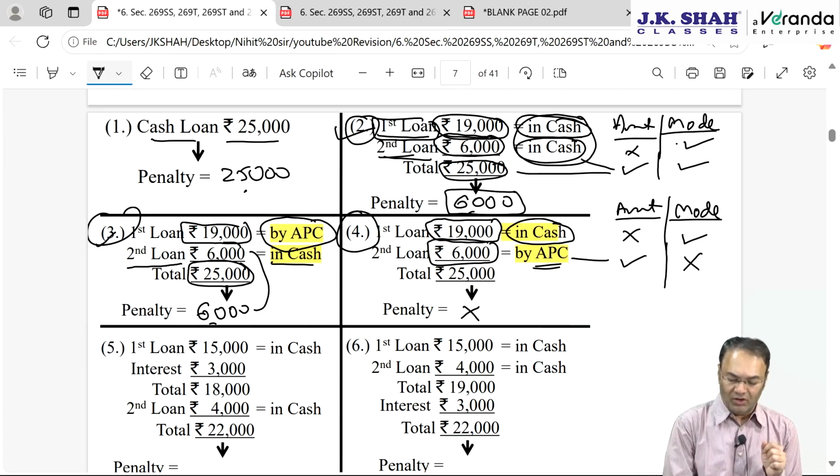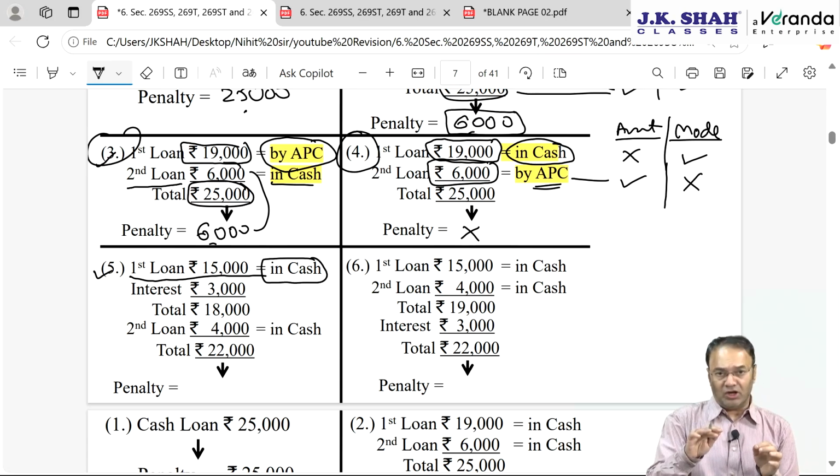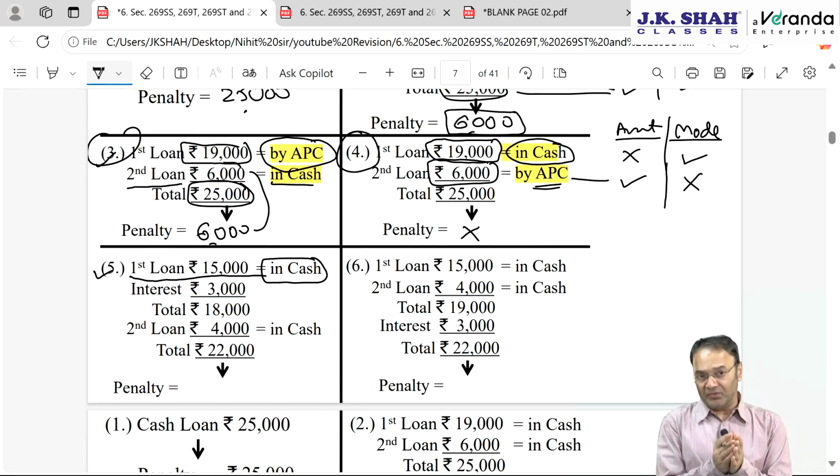Fifth example: now I am bringing interest also into the picture. Fifth and sixth, the last two examples. In the fifth illustration, for the first loan I am taking 15,000 in cash. The amount related condition is not violated because the amount is below 20, but the mode of acceptance related condition is violated because I am taking it in cash. One condition is not breached, the second condition is satisfied. Then in that case the penalty will not be levied.